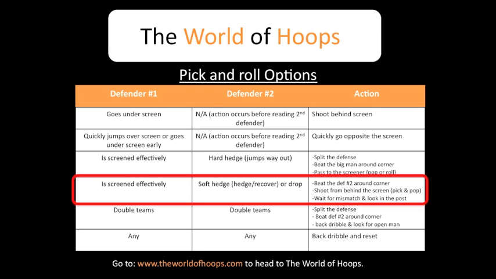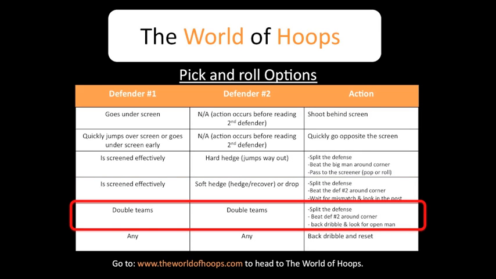And lastly, what you might have is a mismatch. So if you actually wait, you may see that you have a small guy guarding a big guy and you can throw it to him in the post. Now you may also be double teamed. This would be where both defender 1 and 2 come and double team you and trap you.